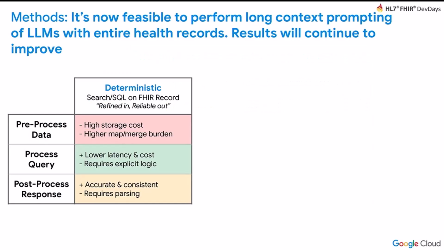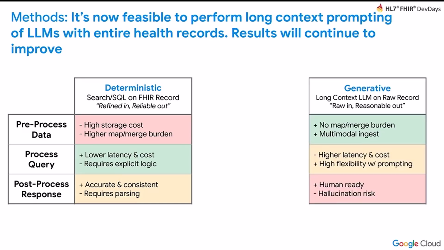We're going to talk about three general genres of methods. One is deterministic. You all know this pretty well. We color-coded the strengths and weaknesses of this approach. Refined in, reliable out, maybe is one way to think of it.